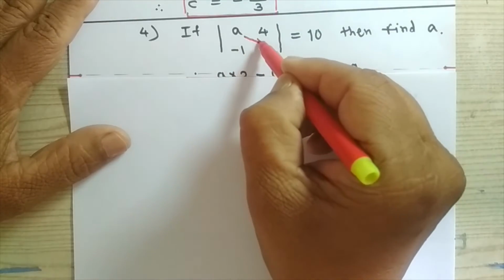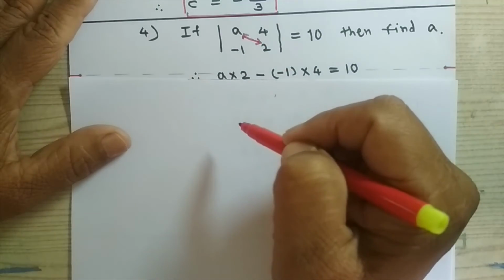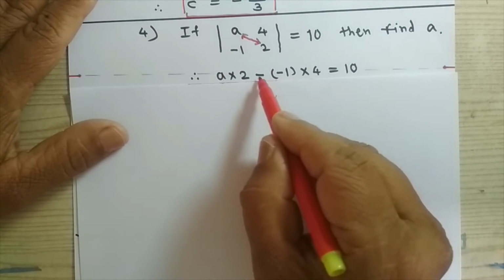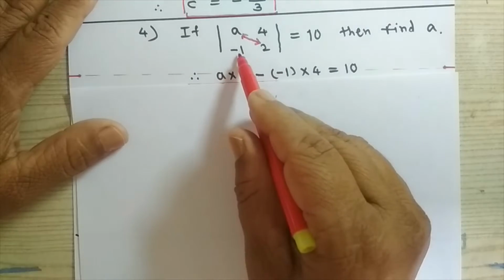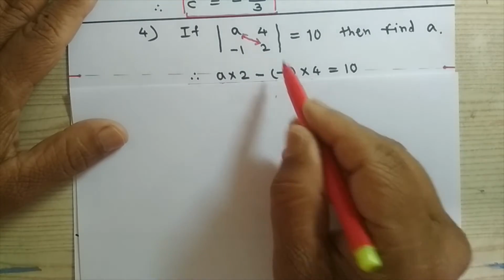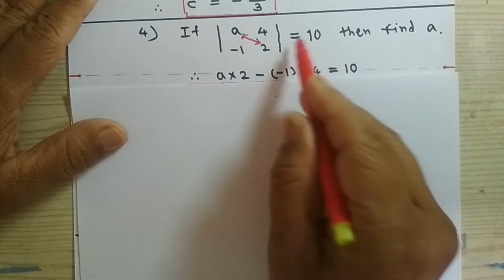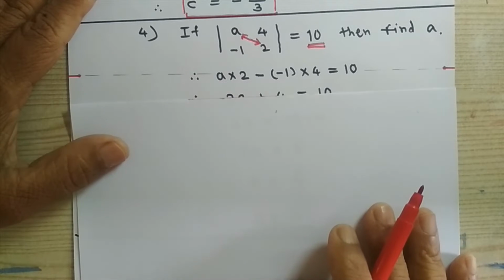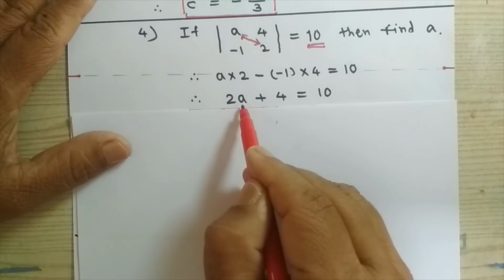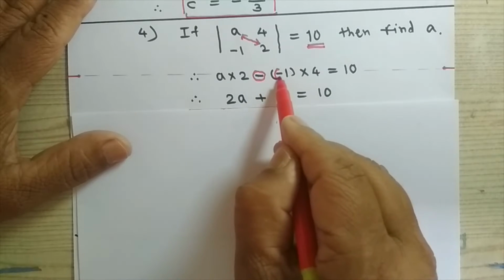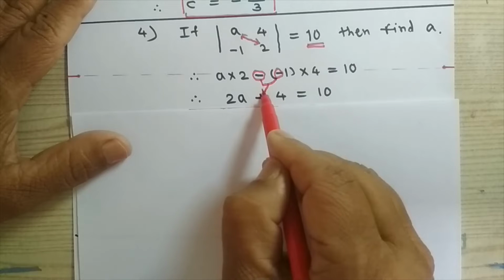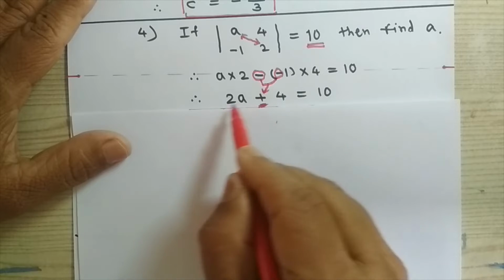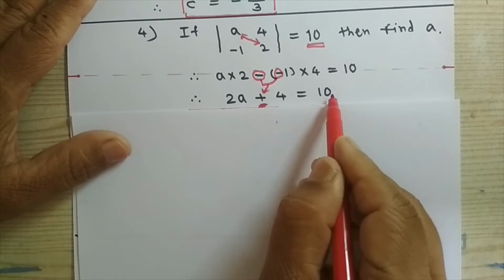We have to multiply these two first, means A into 2. And the multiplication of the second will be minus 1, because this is a minus sign, therefore we have to write it in the small bracket, into 4, is equal to the value of that determinant, which is 10, therefore we have to write there 10. Next 2 into A means 2A. This minus into this minus comes together as plus. Minus into minus is plus, means 2A plus 4 is equal to 10.